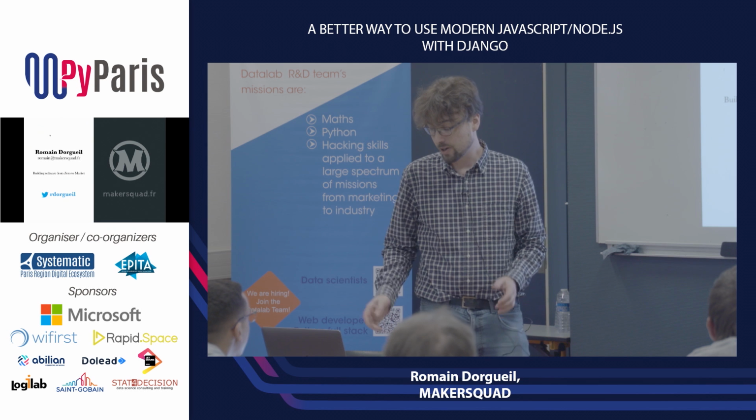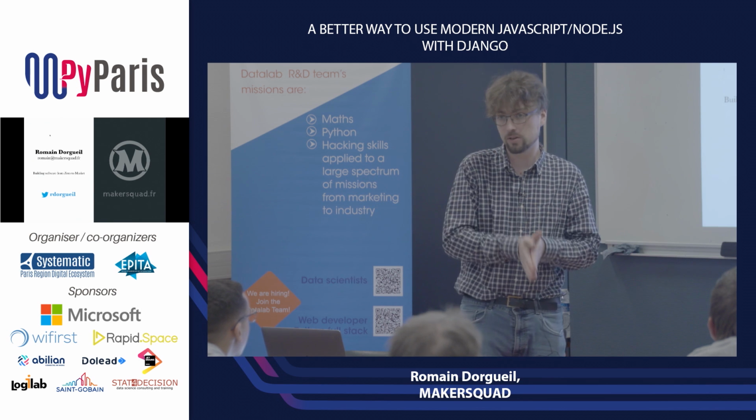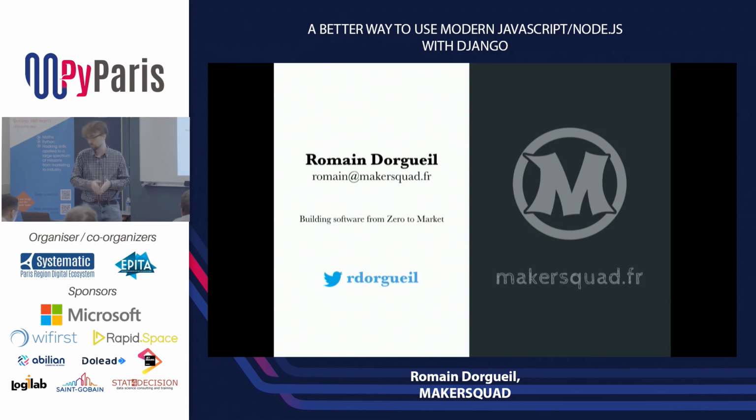So I'm Romain Dorgueil. I'm working in a company called Makersquad, which I founded a few months ago. Our goal is to build products and infrastructure for clients, also for ourselves. We build things quite quick. We usually release in the first week and try to be market ready in like 4, 5, 6 weeks.